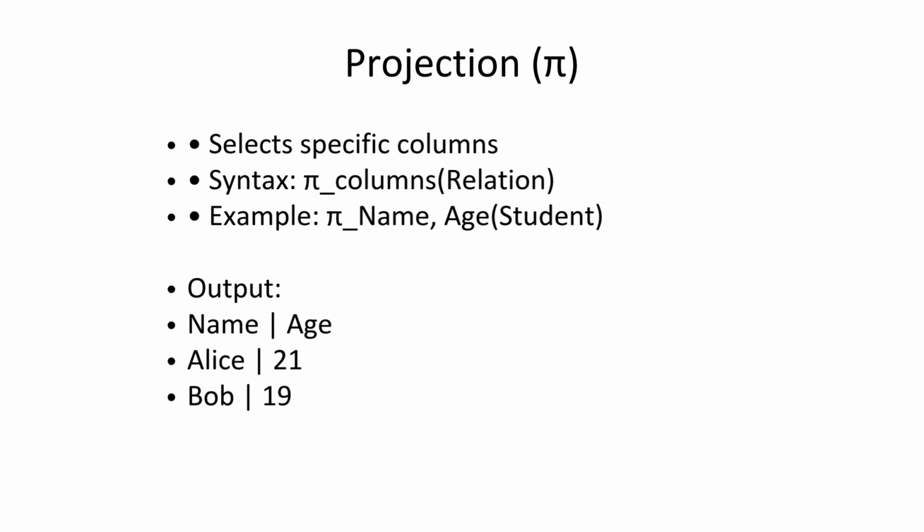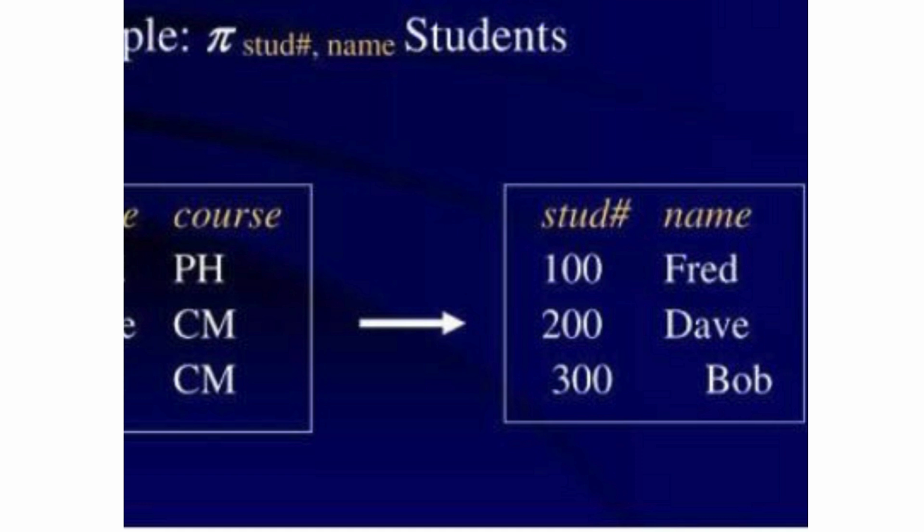brackets student. Input table: ID 1, 2, name Alice, Bob, age 21, 19. Output: name Alice, Bob, age 21, 19. Notice that the ID column is excluded. One important thing: projection automatically removes duplicates because relational algebra treats results as sets. Up next, we will see how to combine data using the union operation.